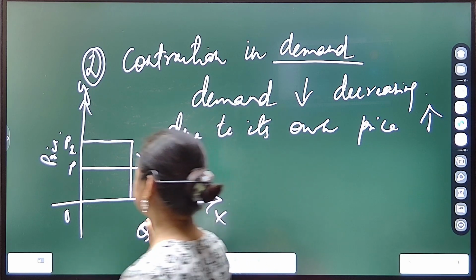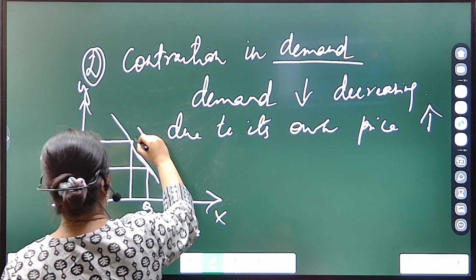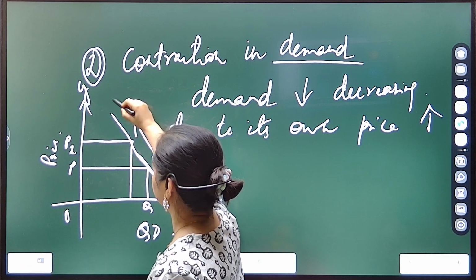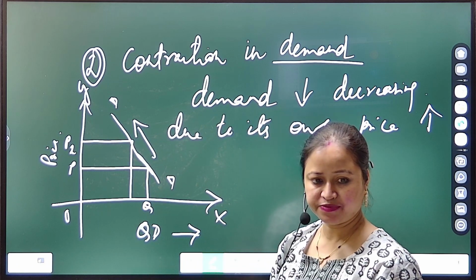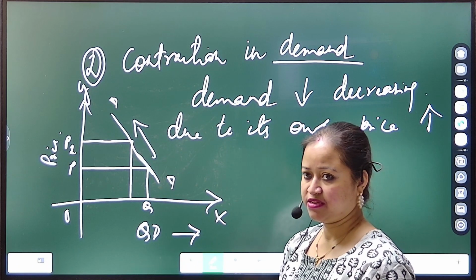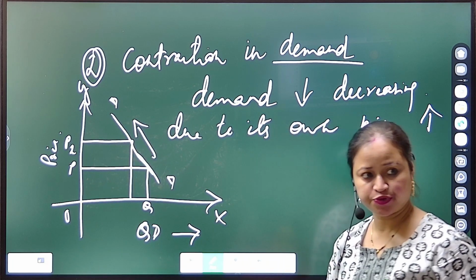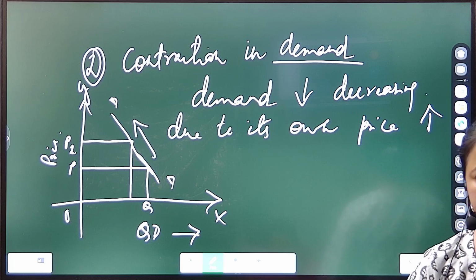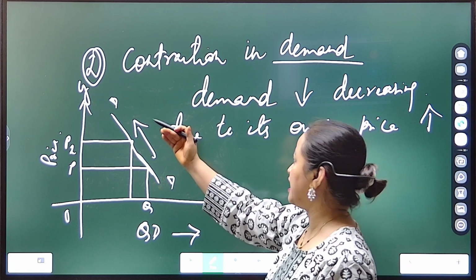Now when price has increased, demand curve is going this side. It will be like this. This is going this side. D, D. Understood? How is the demand curve here? It is sloping upwards. That you remember. It is going towards up, sloping upward.